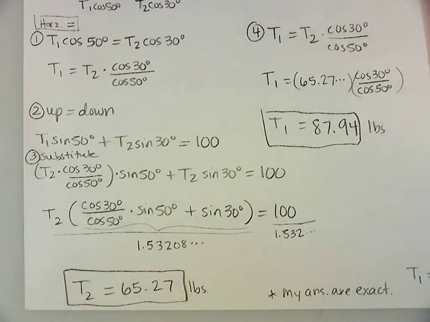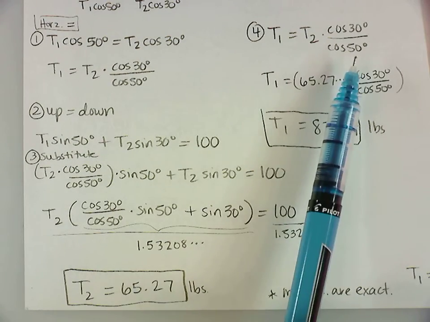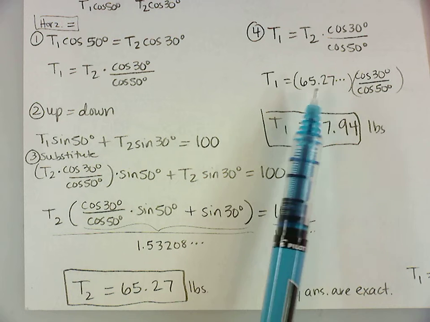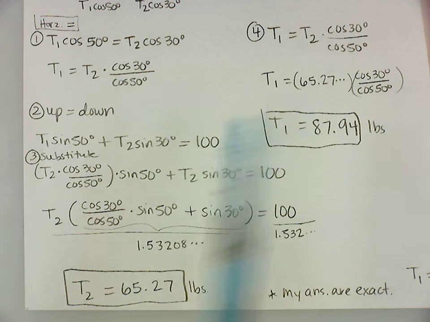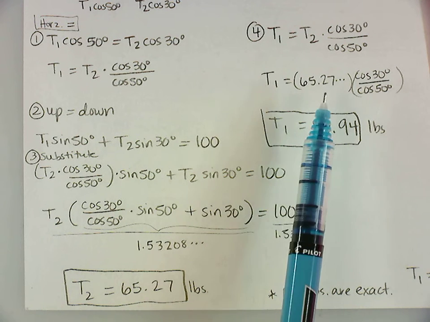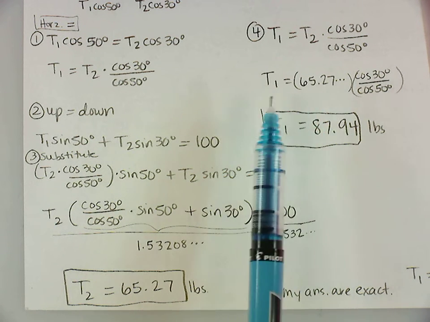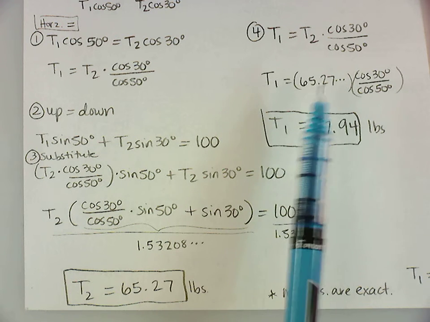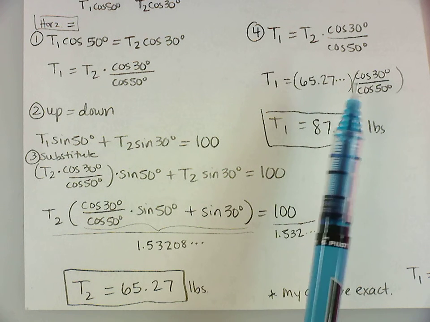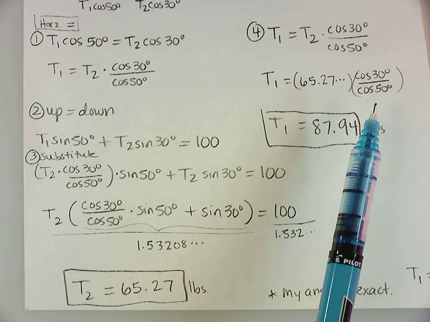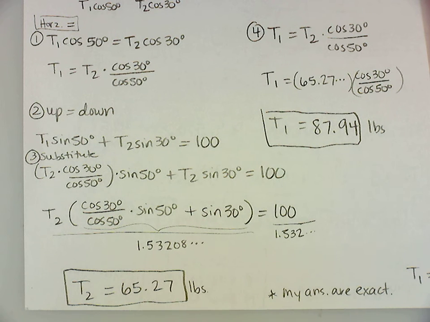And then to find the tension in the first string, you go back to the first equation that you set up and plug your value back in. Now, I said my answers are exact because I took this value as it was in the calculator, the not rounded one, the whole long decimal. I multiplied by cosine of 30, and then divided by the sine of 50 to get this. So if you're off by a few decimals, that's not a problem.